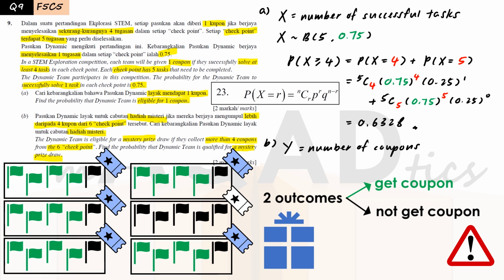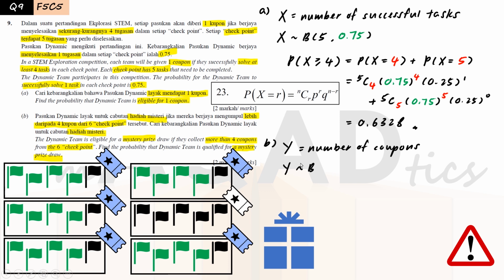Okay, that we can get. So since this y follows the binomial distribution, we are going to find the 2 parameters again. The number of trials to get this prize would be the 6 checkpoints here, right? Because for each checkpoint, either you can get a coupon or not get a coupon. So we have 6 tries to get this prize. So here will be 6.